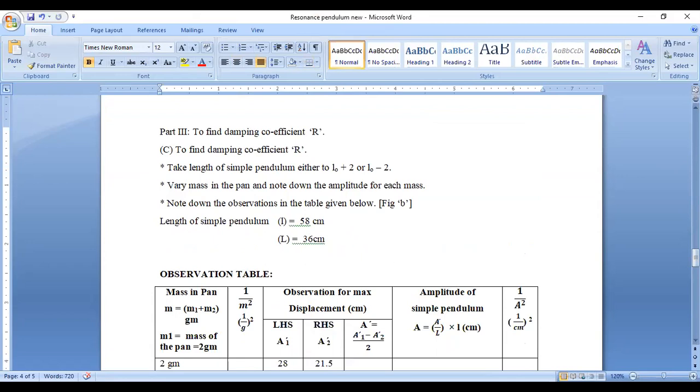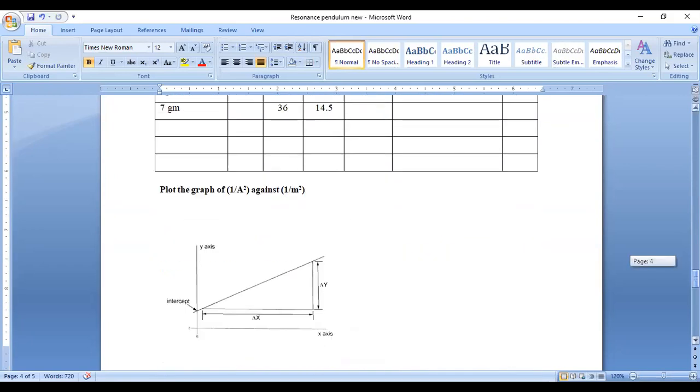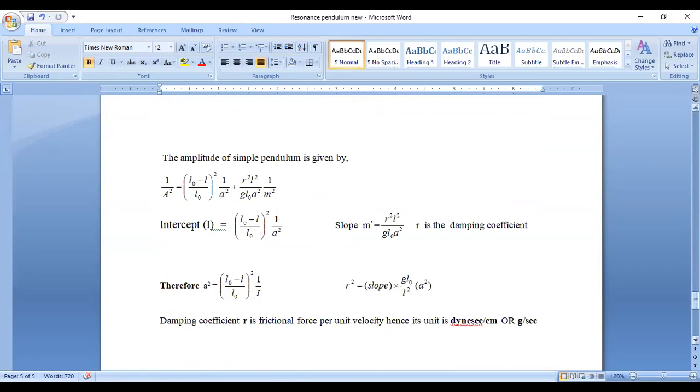I would like to suggest the book, A Textbook of Advanced Practical Physics by Samir Kumar Ghosh, published by New Central Book Agency. Once again, I'm repeating, A Textbook of Advanced Practical Physics by Samir Kumar Ghosh, where the derivation is given. So I request you to go through the derivation part.